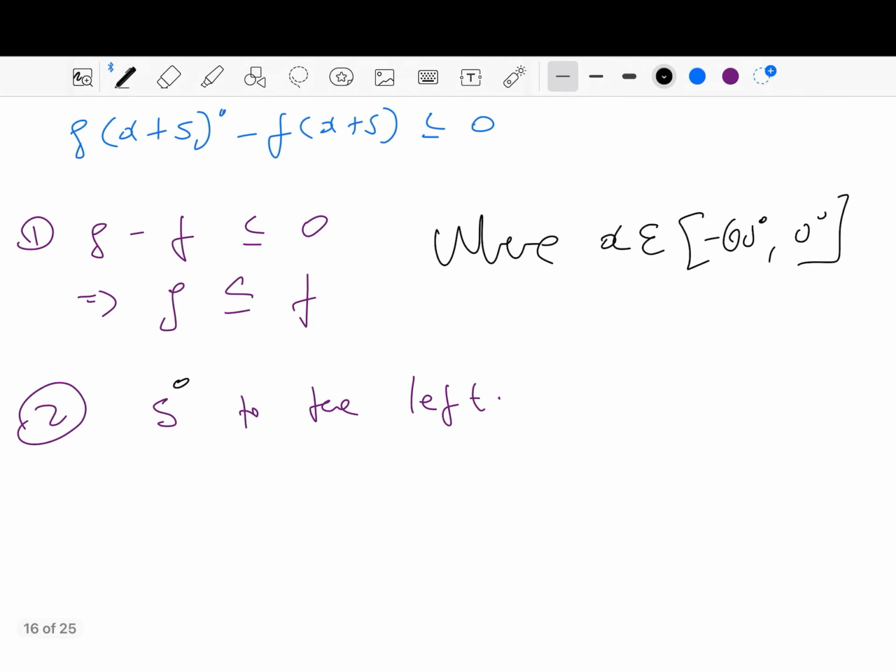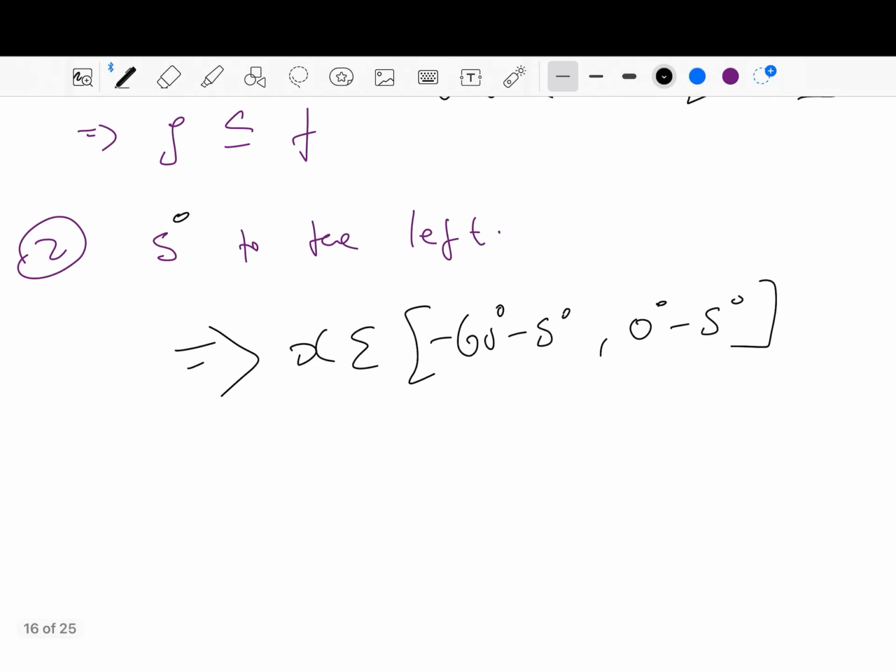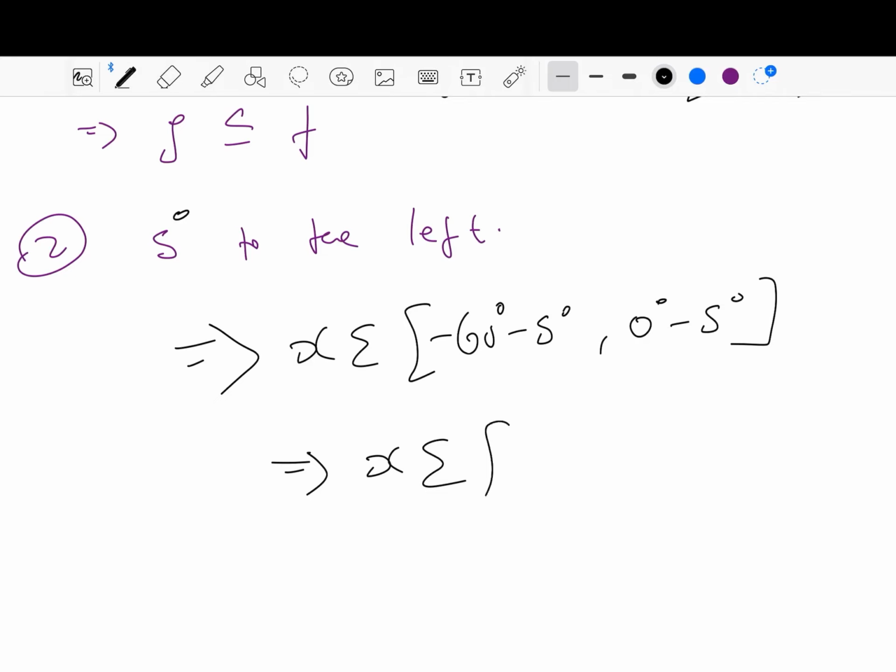5 degrees to the left. They've moved both G and F 5 degrees to the left. So what does that mean? It means that your X is now moved 5 degrees to the left. So you minus 5 from both sides. It's moved 5 degrees to the left. So X is an element of negative 65 degrees and negative 5 degrees.